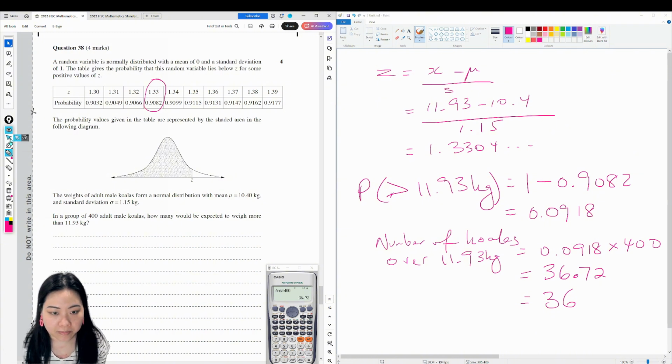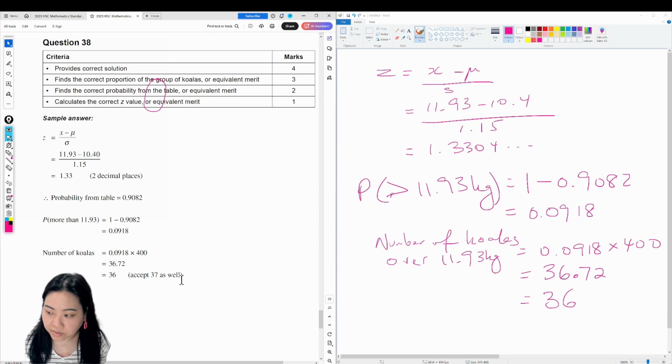Let's see what they say. Yes, 36. Oh, you can say 37 as well, but I would say 36 koalas.